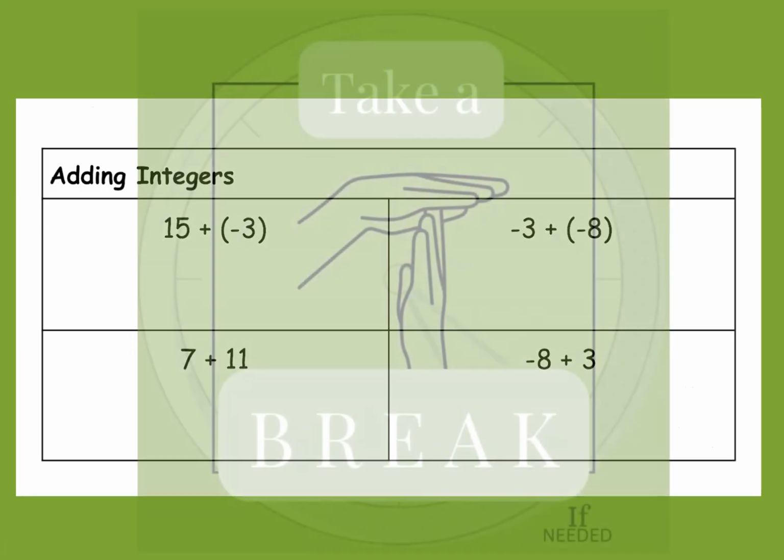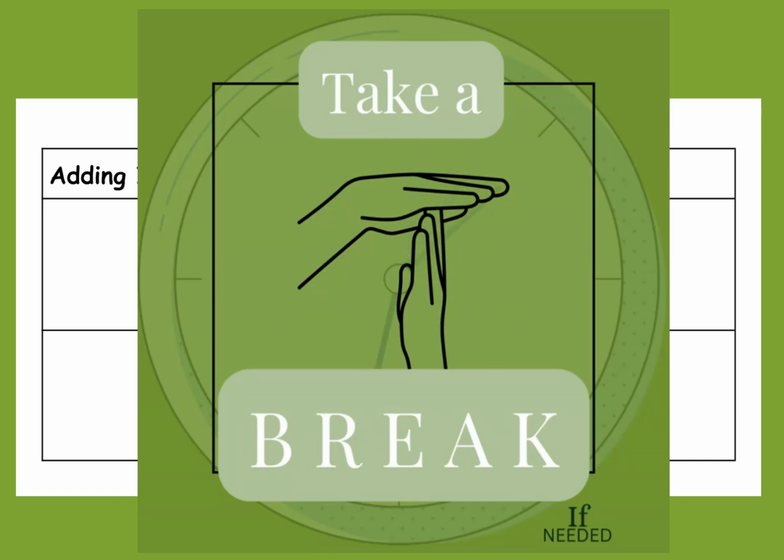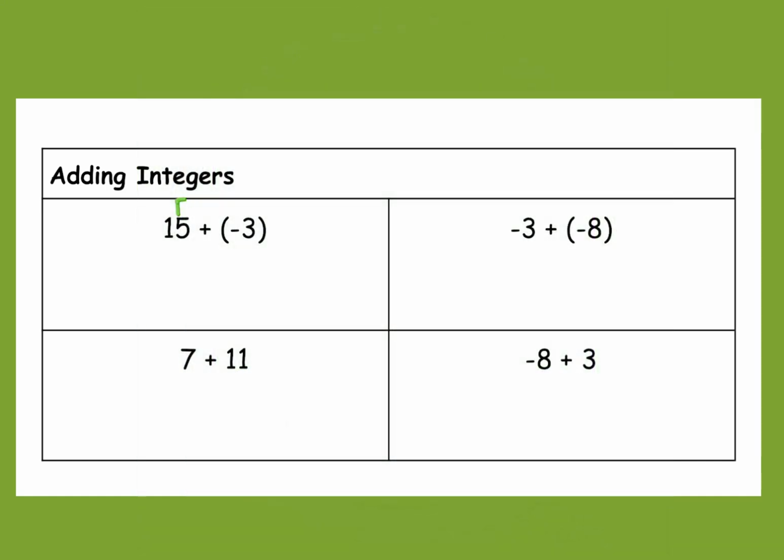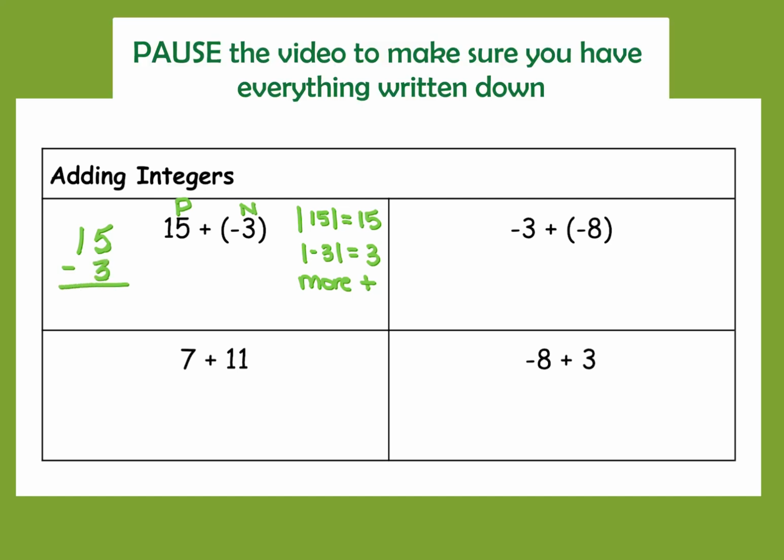Adding integers. +15 plus a -3. The first step is to look at the absolute value of each integer to compare our integers. The absolute value of 15 is 15, and the absolute value of -3 is 3. When our integers have different signs, the integer with the greater absolute value will share the same sign as the answer. We have more positives. So when we find the difference of the integers, the answer will be positive. 15 minus 3 is 12.